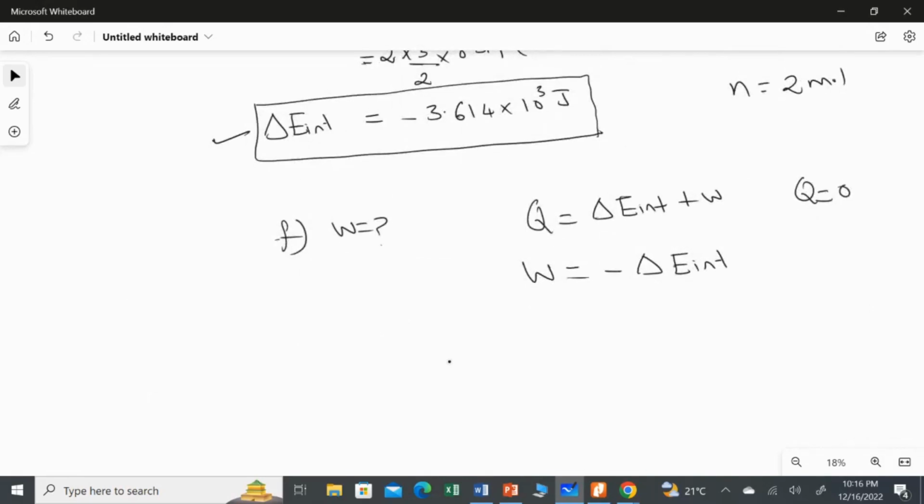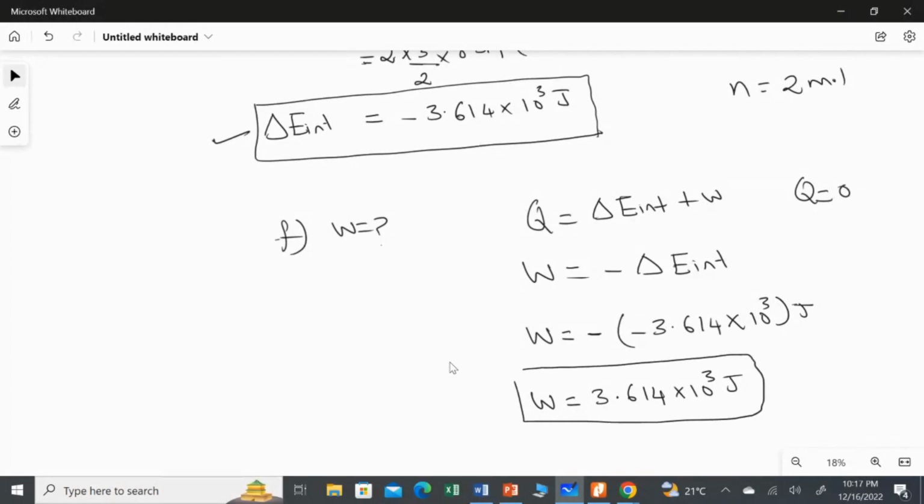So once you substitute the answer from the previous part, what will happen to the work done? Work done, which is equal to negative, because we have the negative here, multiply with this value. Already this value have the negative, so minus 3.614 multiply 10 power 3 joules. So minus into minus become positive value. Therefore, here the work done is positive. We'll take the value of 3.614 multiply 10 power 3 joules. So this is the answer for the F part.